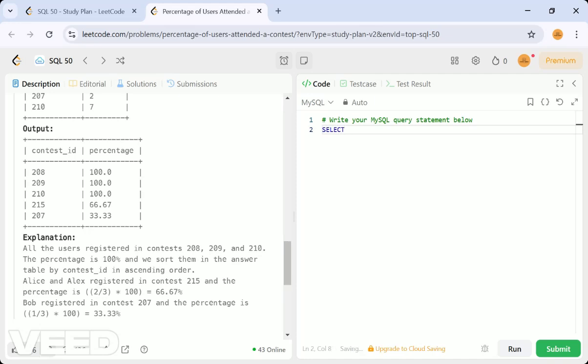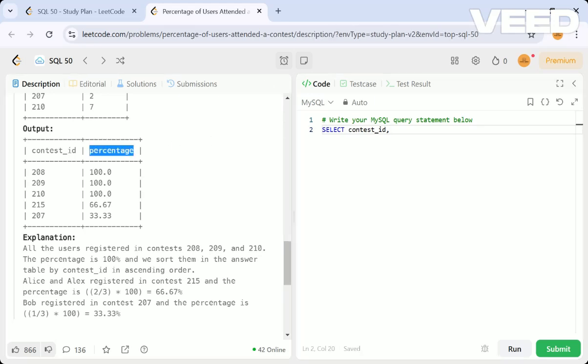Selecting, what are the things they have to select? They have to get the context ID first, and then they have to get the percentage also. Something as percentage.